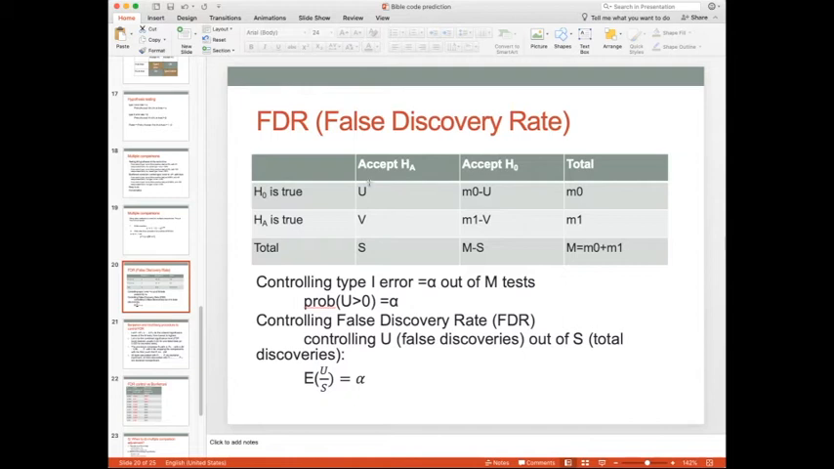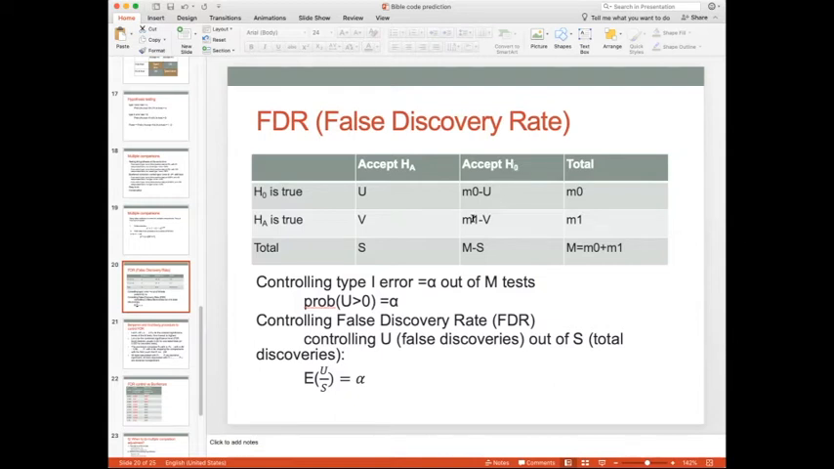And we accept U of the tests of those null hypothesis true, and V of those with alternative hypothesis true, and in total we accept S alternative hypotheses, right? So M equals M0 plus M1, and there are S tests we find significant, and M minus S tests we accept the null hypothesis. We didn't find them significant.